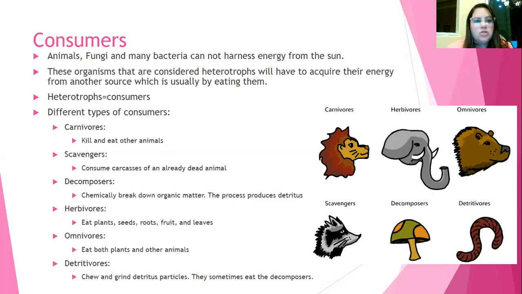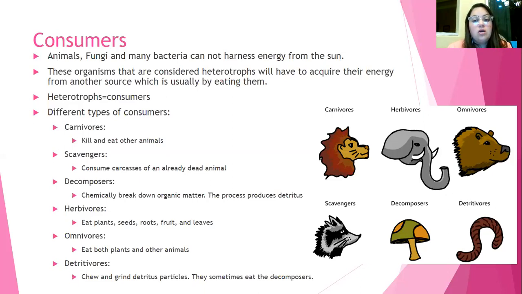eating them. So heterotrophs are going to equal consumers, and the different types of consumers are carnivores, scavengers, decomposers, herbivores, omnivores, and detritivores. And carnivores will kill and eat other animals. So a lion is a carnivore, a tiger is a carnivore. Scavengers will consume carcasses of an already dead animal.